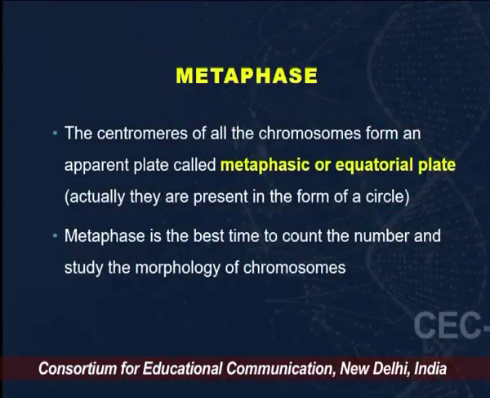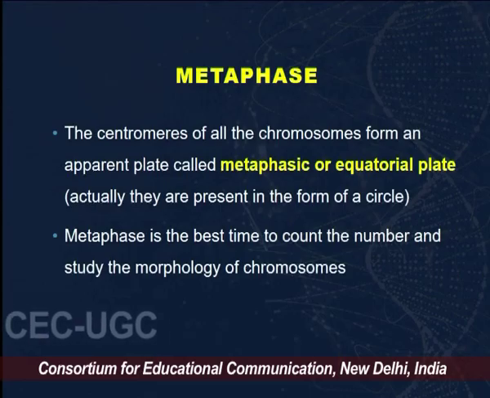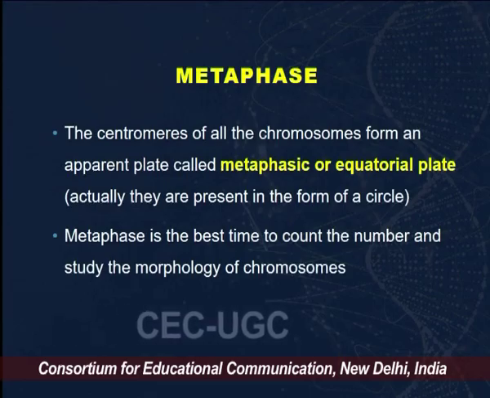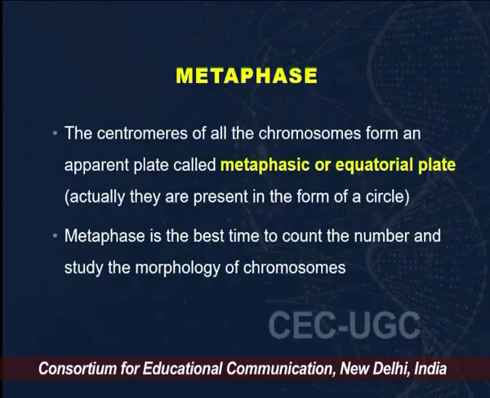The centromeres of all the chromosomes form an apparent plate called the metaphasic or equatorial plate. Actually, they are present in the form of a circle, and metaphase is the best time to count the number and study the morphology of the chromosomes, because now they have contracted to the maximum.